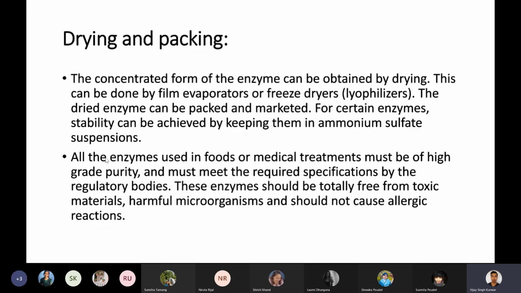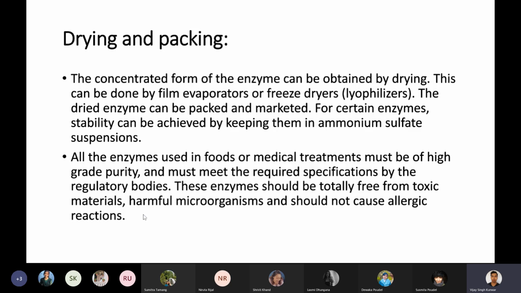So all these enzymes used for food or medical treatment must be of high grade purity and must meet the required specifications by the regulatory bodies. These enzymes should be totally free from the toxic materials, harmful microorganisms, and should not cause allergic reactions.